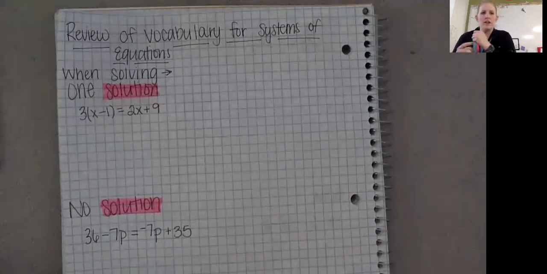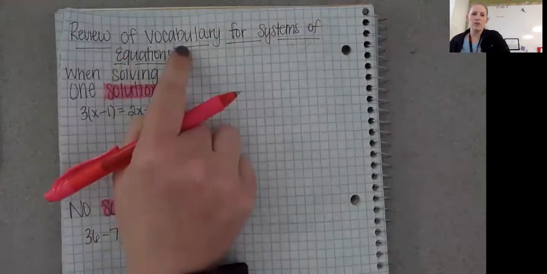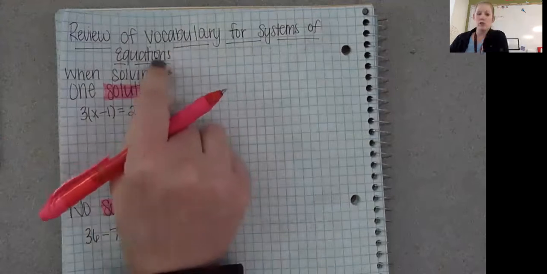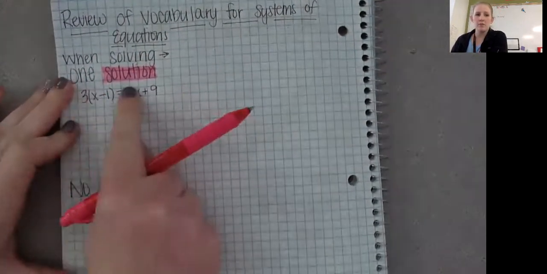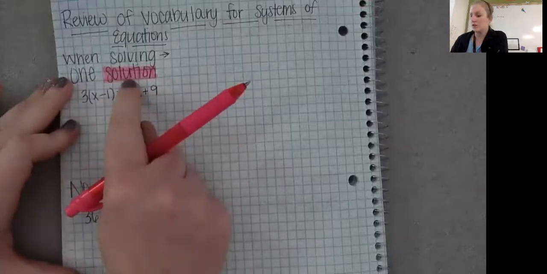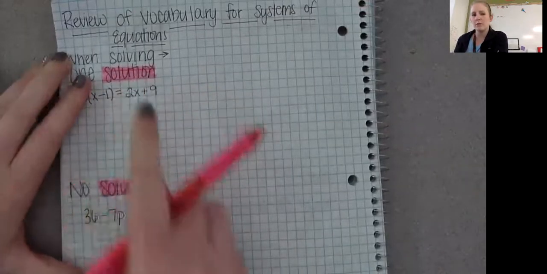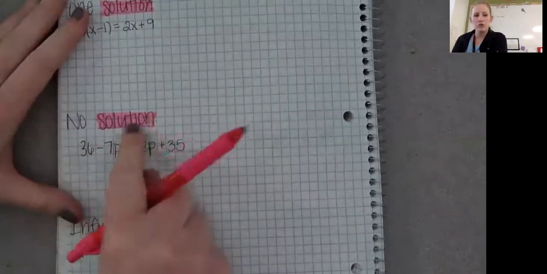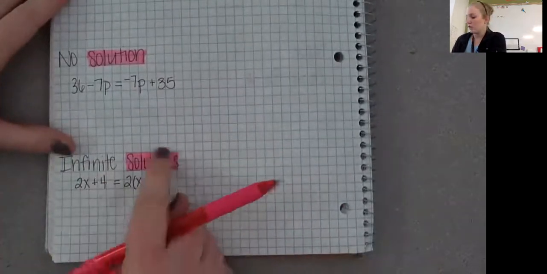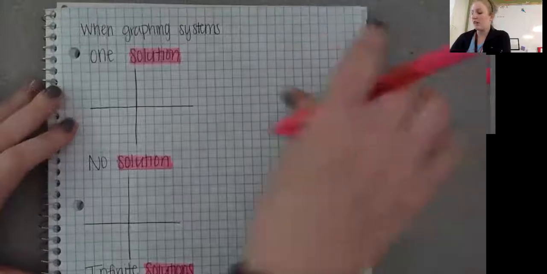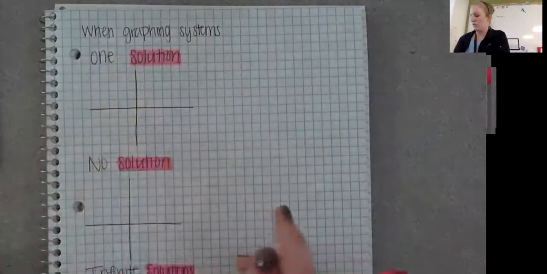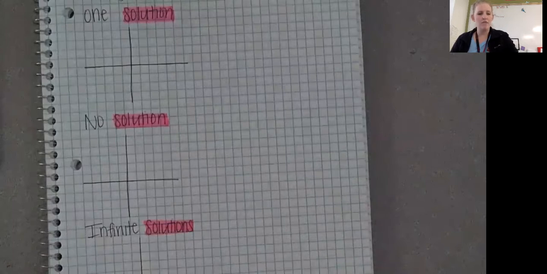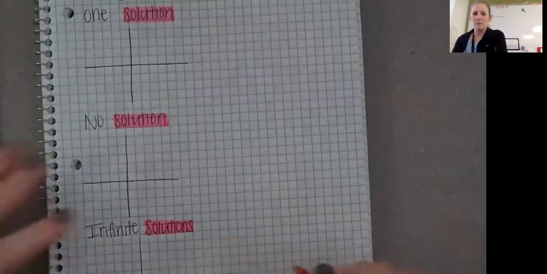Okay, so this is a review of the vocabulary for systems of equations. When you're solving, I have a couple of examples. When you get one solution, solution is actually the vocabulary word. Then there's no solution and infinite solutions. When we're graphing systems, there's again one solution, no solution, and infinite. I'm going to graph them first to show you the examples.